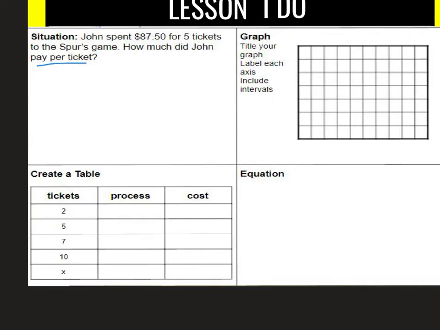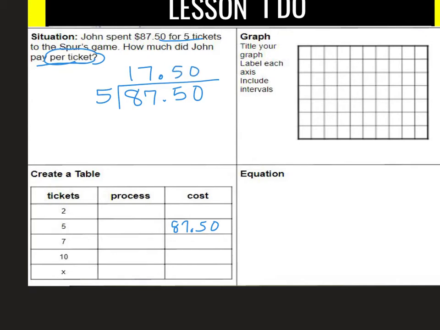Okay, well, we know if he spent $87.50 for 5 tickets, I'm going to have to figure out how much he's spending per ticket. So I can simply take $87.50 and divide that by 5. And when I do that, that gives me a unit rate of $17.50. So again, you heard me say the word unit rate, right?